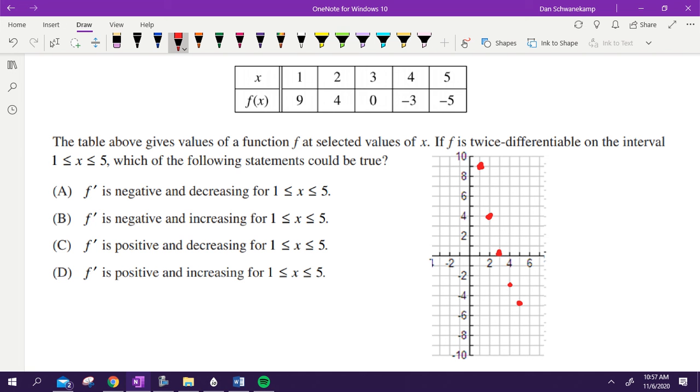When in doubt, graph it out. This is a graph of f. Okay, this is a graph of f, so keep that in mind. They're asking me questions like, is f prime negative or is f prime positive? That one should be the easiest one.